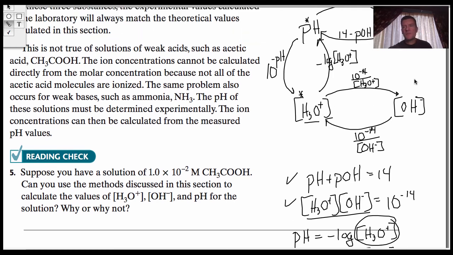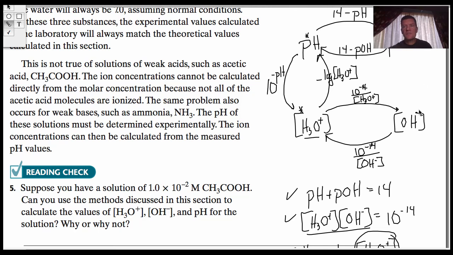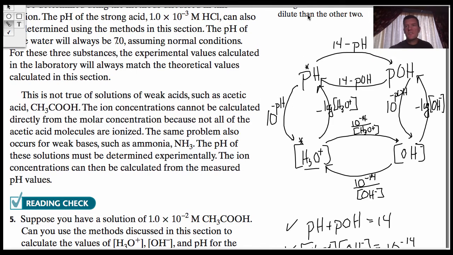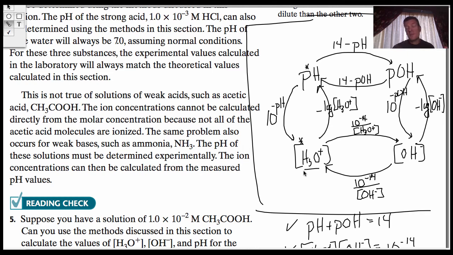Same thing over here. If I know the concentration of hydroxide, I would take the negative log of that hydroxide, and that would give me the pOH. And in this direction, I would take 10 to the negative pOH to give me my concentration of hydroxide. This chart right here, if you have it in your notes, is all you need in order to find any three or all four of those values. Let me show you how this works.